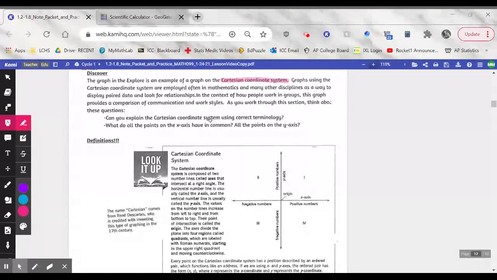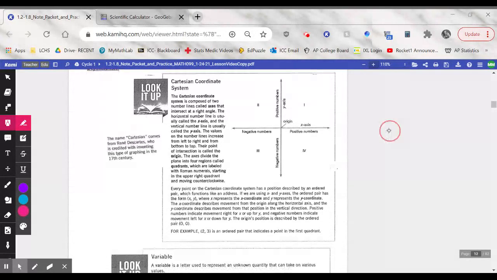Can we explain the Cartesian coordinate system using the correct terminology? And what do all the points on the x-axis have in common? And what about all the points on the y-axis? So in this section, you do have a decent amount of vocabulary and rules, but they should feel familiar to you. Nothing should feel like completely new information.